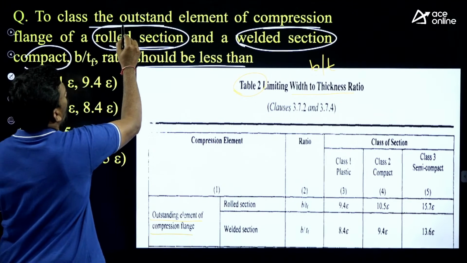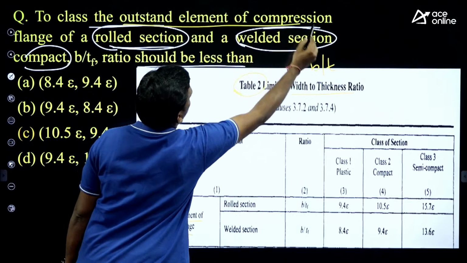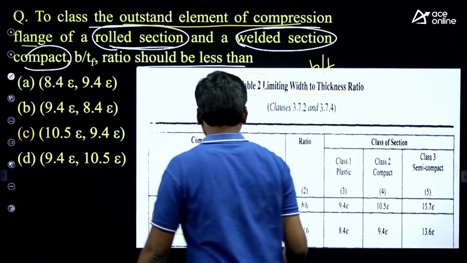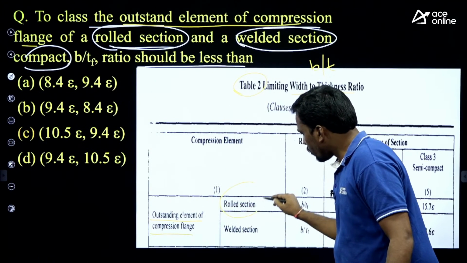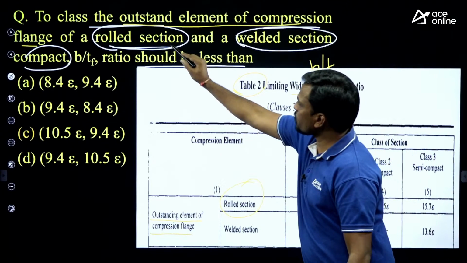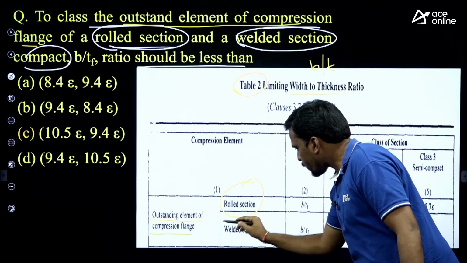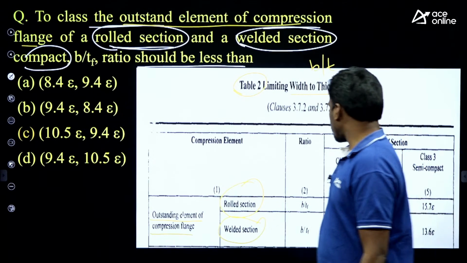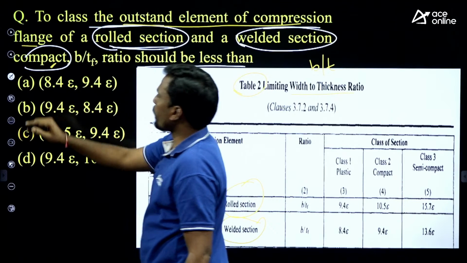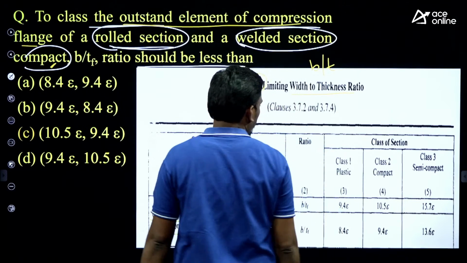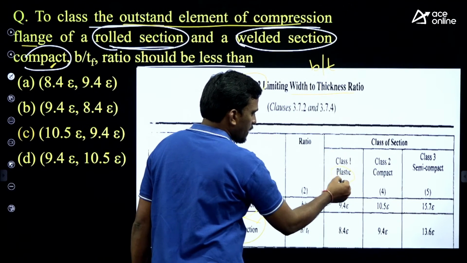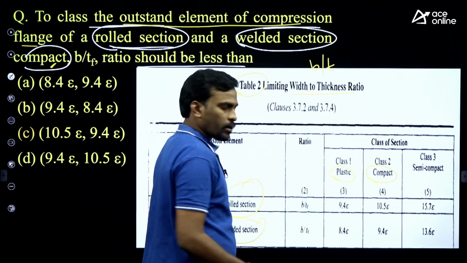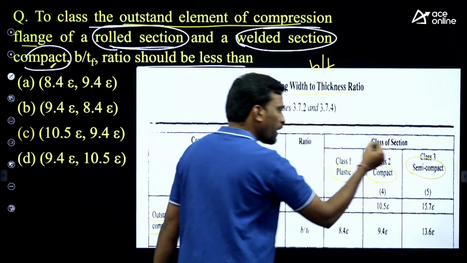Yes, this is the outstand element of compression flange. Here, given this is the rolled steel section, and this is for welded section. But which section is given? Compact. So for compact, this is given plastic, this is given compact, and here is given for semi-compact.